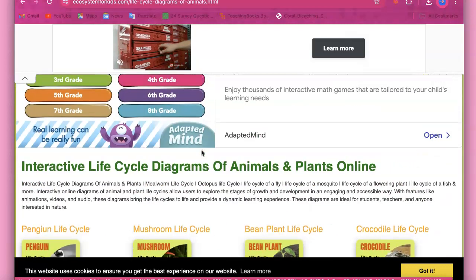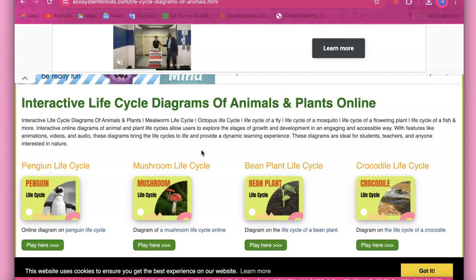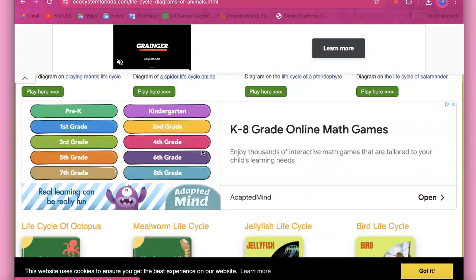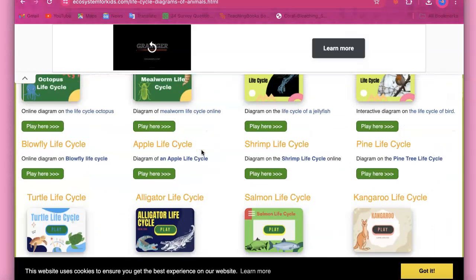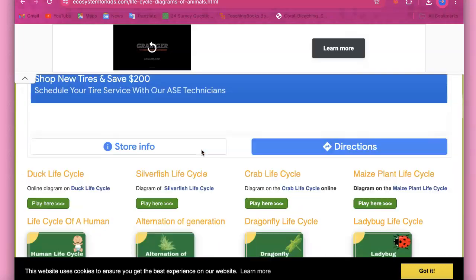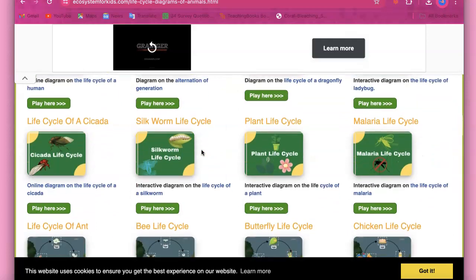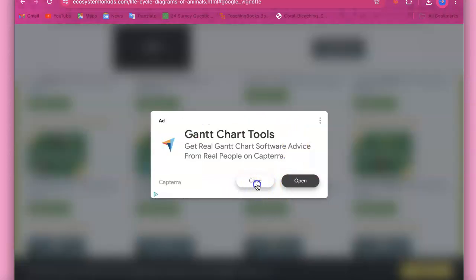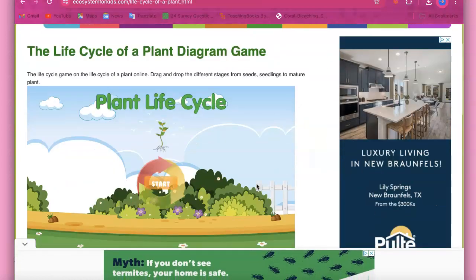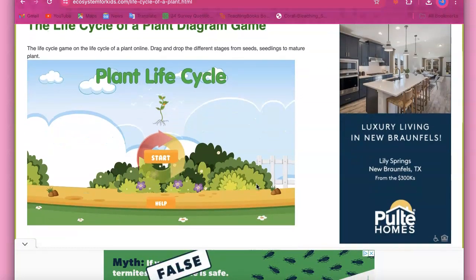But once on this site, you can see all of these different interactive life cycle diagrams of animals and plants that you can do if you feel inclined to. But the one I would like you guys to click on is to come down here and click on the plant life cycle. So you're going to click the play here button, and then it takes you to the life cycle of a plant diagram game.